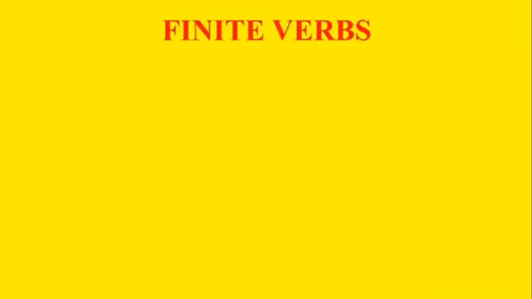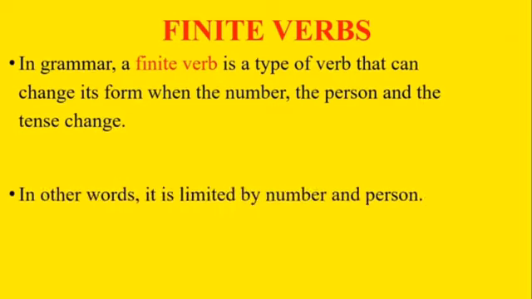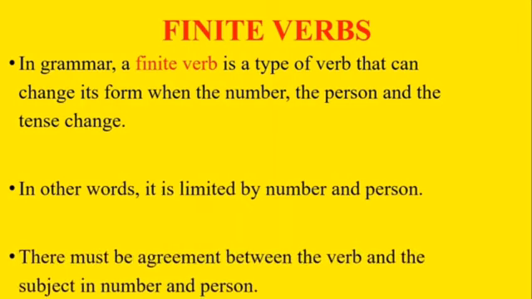Now, what are finite verbs? In grammar, a finite verb is a type of verb that can change its form when the number or the person and the tense change. In other words, it is limited by number and person. There must be an agreement between the verb and the subject in terms of number and person.